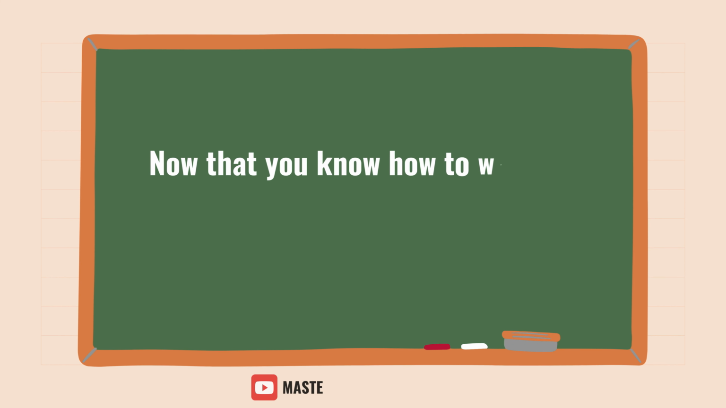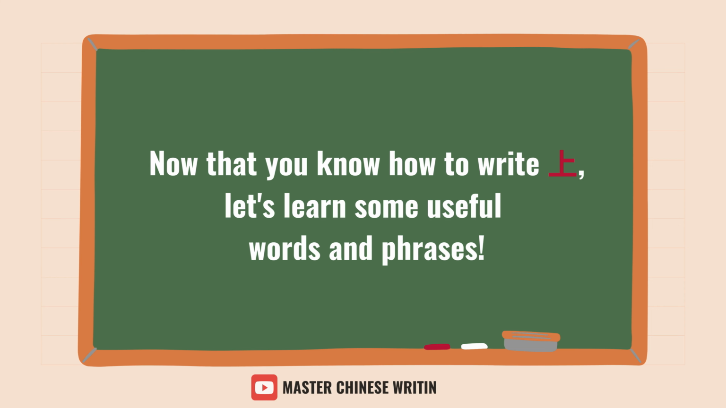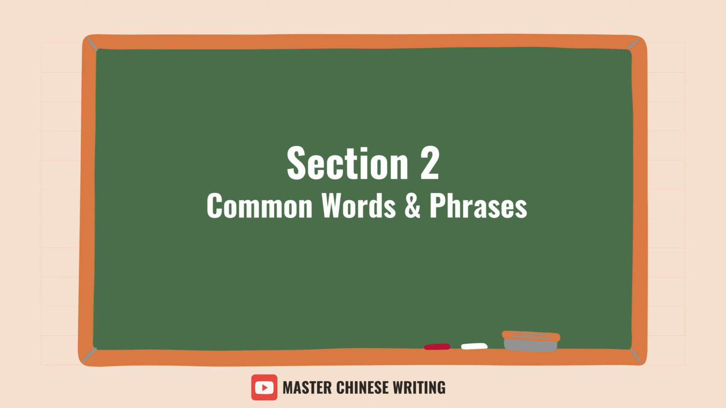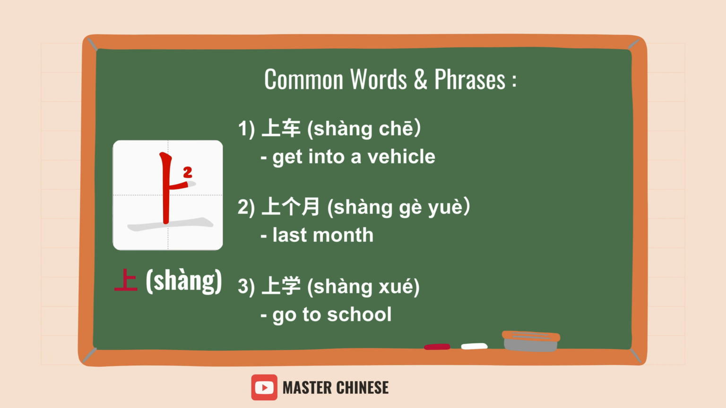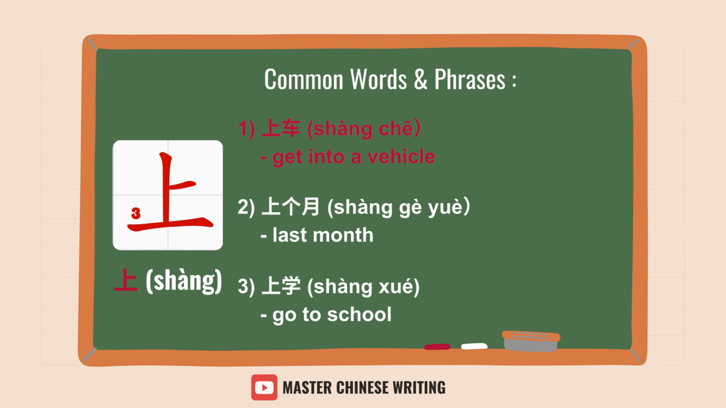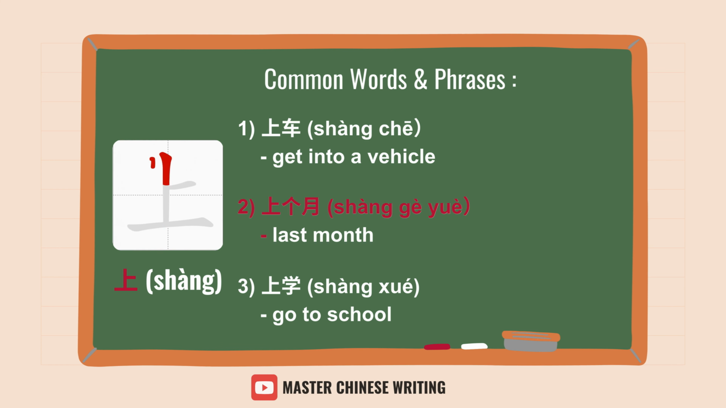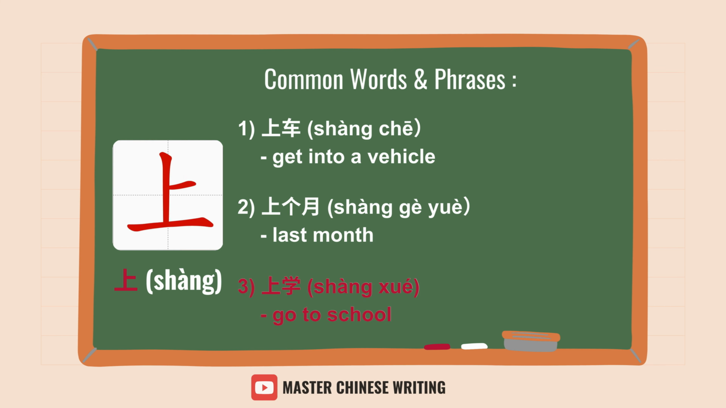Now that you know how to write 上, let's learn some useful words and phrases. Section 2. Common words and phrases. 上车, get into a vehicle. 上个月, last month. 上学, go to school.